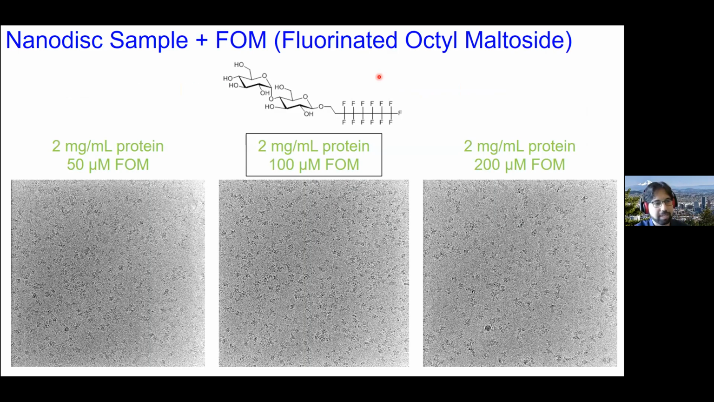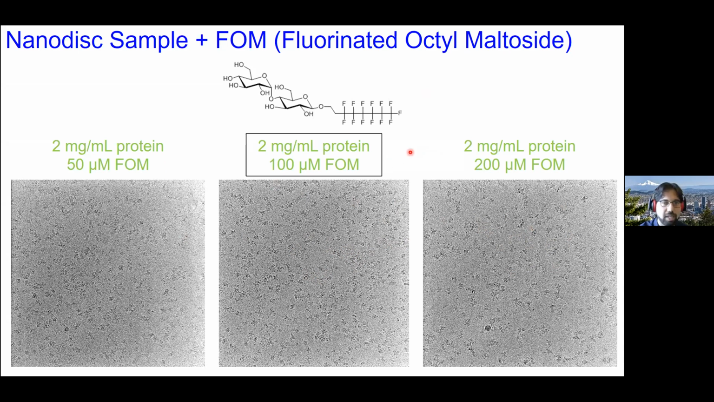So then we said, all right, let's put back a little bit of detergent. So we put in FOM, which is a fluorinated octyl maltoside. And these fluorine groups stop this detergent from intercalating into the lipid bilayer or into my lipid nanodisc. So it's able to help break that air-water interface a little bit, or the aggregation at the air-water interface. And now we are able to see individual receptor particles. We are able to see side views. So we were pretty happy about this. We also noticed that the more FOM we added, the more particles went away. So we went with the Goldilocks amount of 100 micromolar FOM.